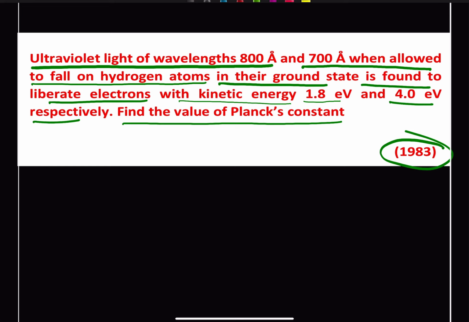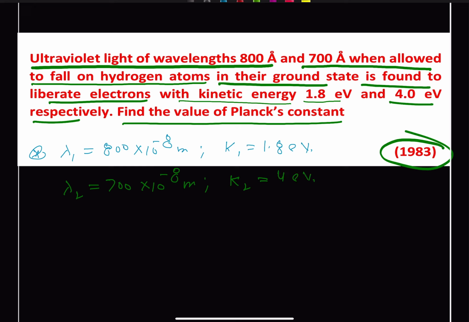So let us say that first wavelength is our lambda 1, which is our 800 into 10 to the power minus 8 meter, and corresponding to it the kinetic energy is our 1.8 electron volt. And we have a second wavelength, that is our lambda 2, which is given to us as 700 into 10 to the power minus 8 meter, and the corresponding kinetic energy is given to us as 4 electron volt.